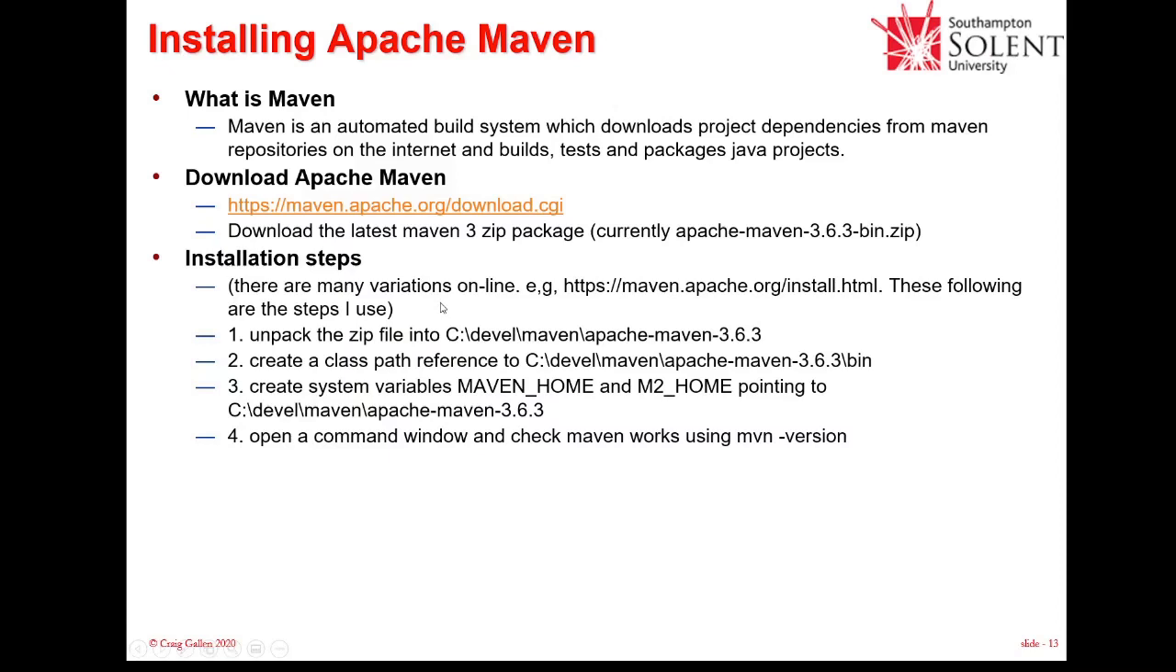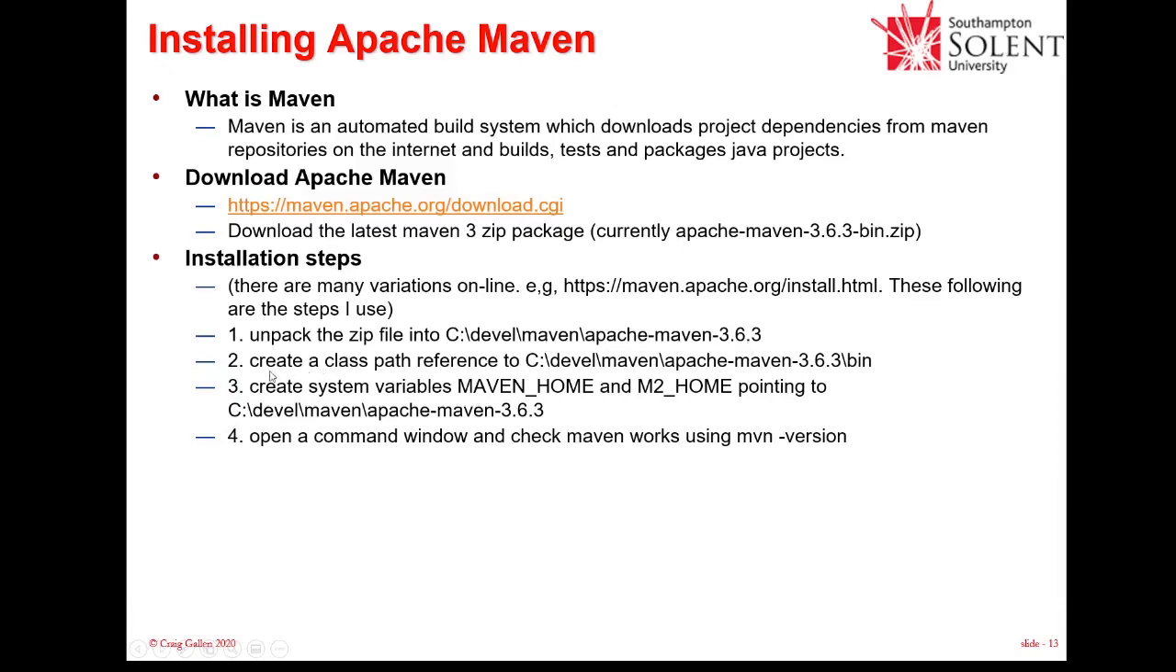And there are many variations on these instructions online. And if you look at the install instructions on Apache Maven, it'll tell you how to do it. There's also instructions up there for Mac. But basically, this is what I did. I unpacked the zip file into a location close to my C directory. Now, I like to put everything in the same place, so I always create a folder called devel, and then inside that I put Maven, Apache Maven 3.6.3.